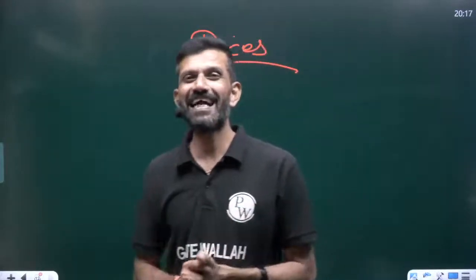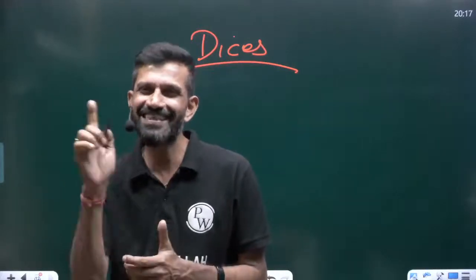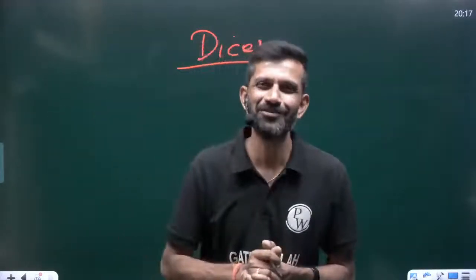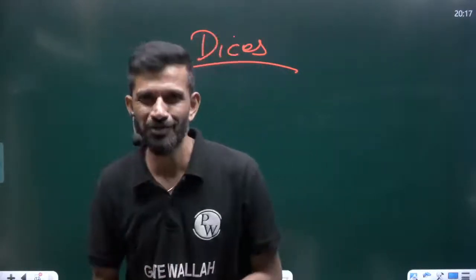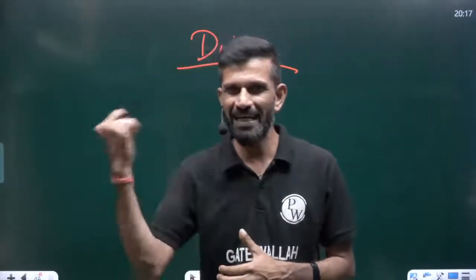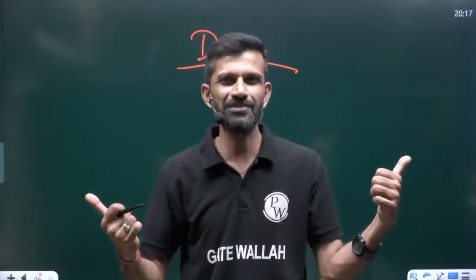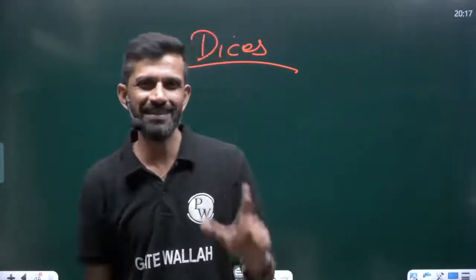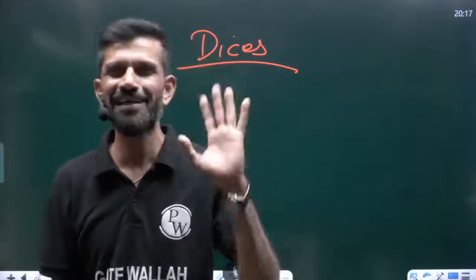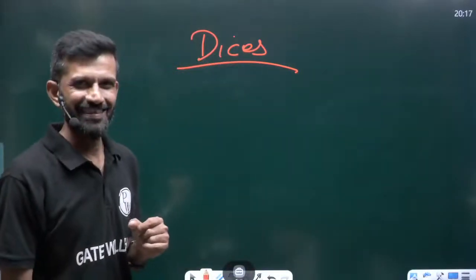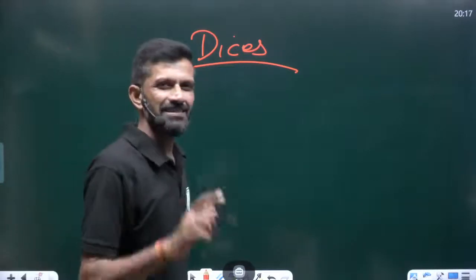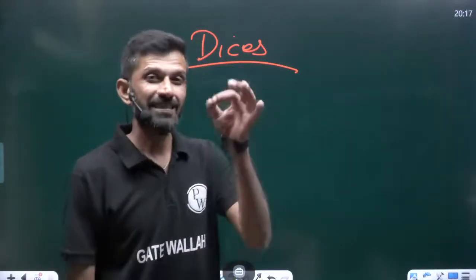Then that very day I understood that 6 and 1 are exactly opposite to each other. Means if one face, the right face, is 6, the left face will definitely be 1. So 1 and 6 are opposite to each other. That very day I understood. Okay, now moving further.